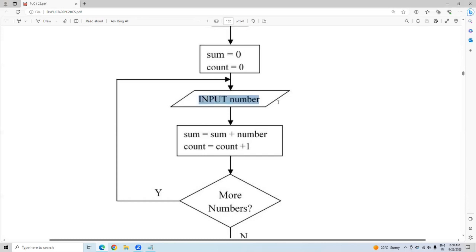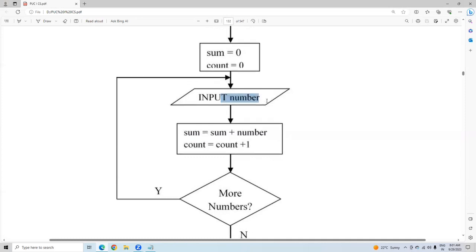First, they are asking for a number using input box. That number fed by you will be added to the sum and result will be assigned back to the sum. And count will be incremented by 1, indicating that you have entered one number. Then it will ask you for more numbers. Do you want to continue entering one more number? If you say yes, it will go back to the section for asking one more number, right?